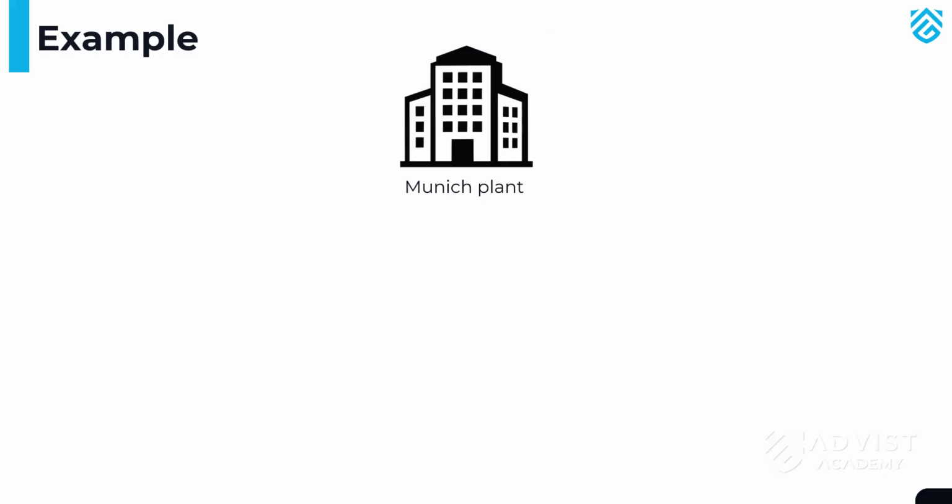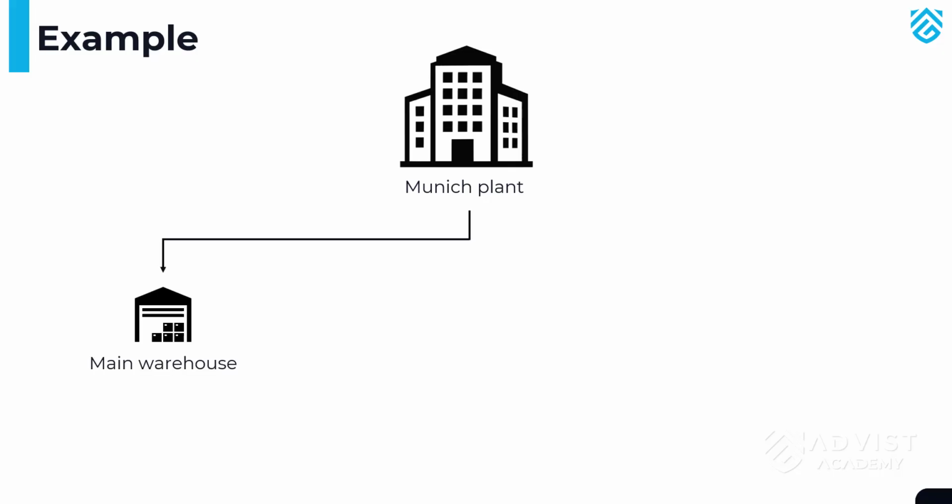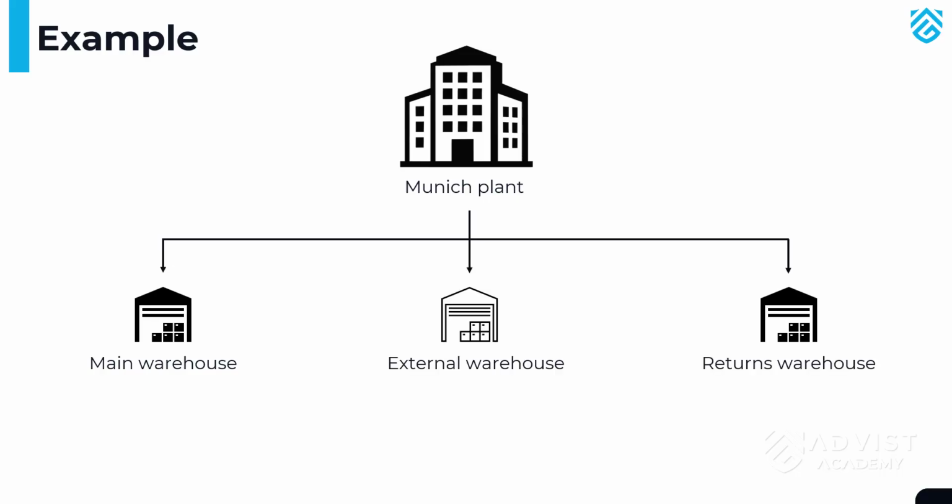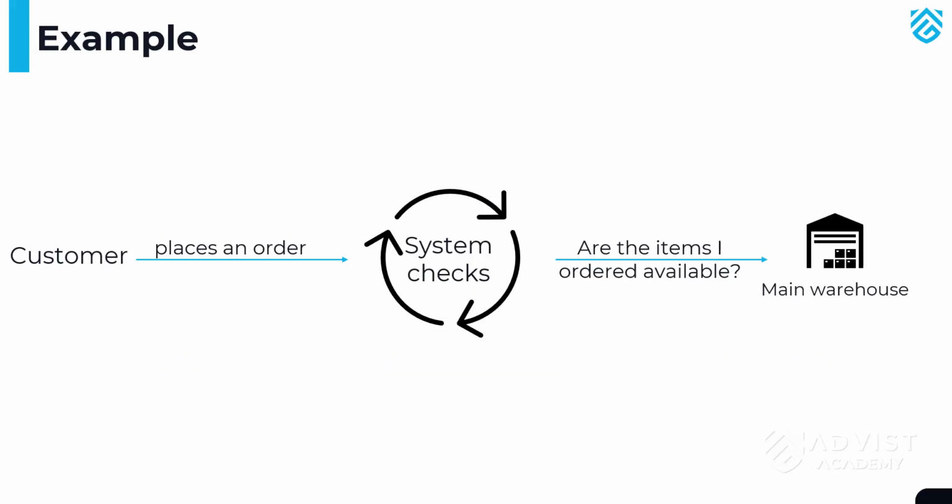A practical example illustrates the significance of this. A retail company operates a plant in Munich with several storage locations: a main warehouse for distribution, an external warehouse for special promotions, and a separate warehouse for returns. When a customer places an order, the system checks whether the ordered items are available in the main distribution warehouse. If there is no stock there, the stock in the external warehouse can be accessed as an alternative.